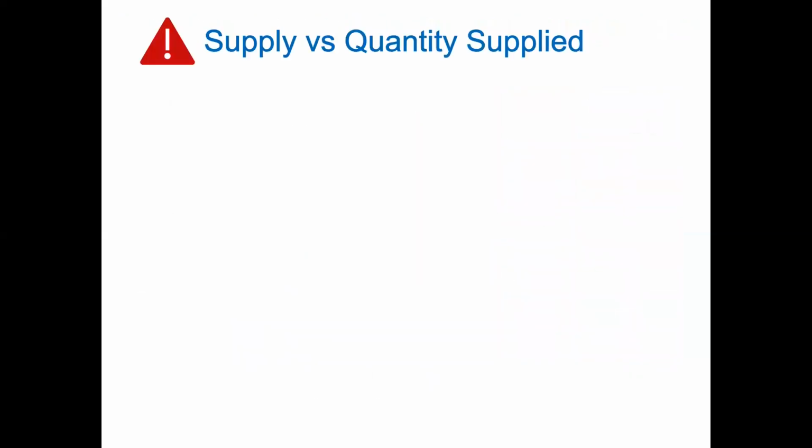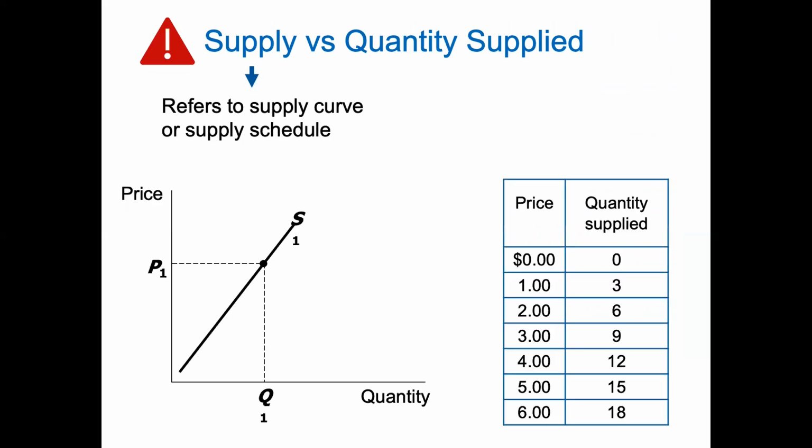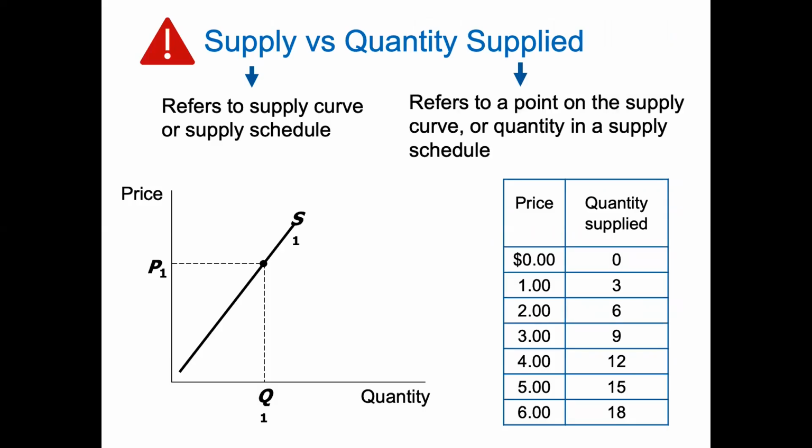Like in the previous video, I want to point out that it is important to know the difference between supply and quantity supplied. Supply refers to the supply curve or supply schedule. And quantity supplied refers to the point on the supply curve or quantity in a supply schedule.